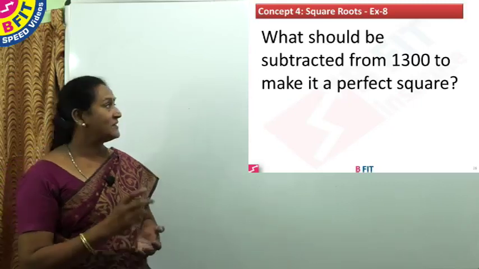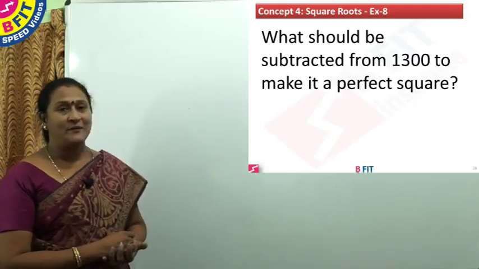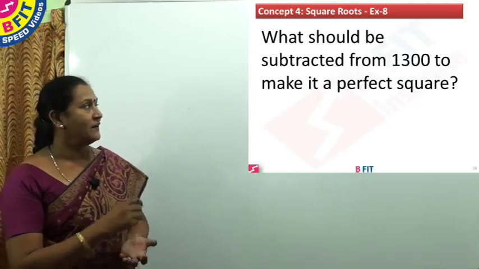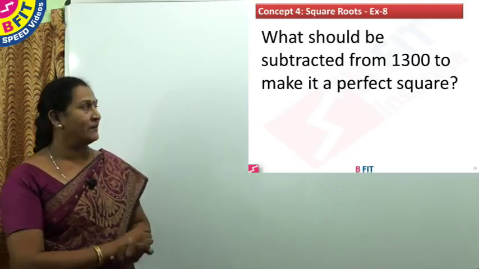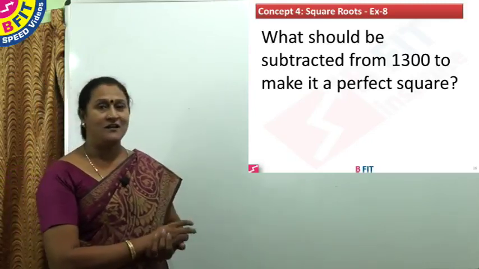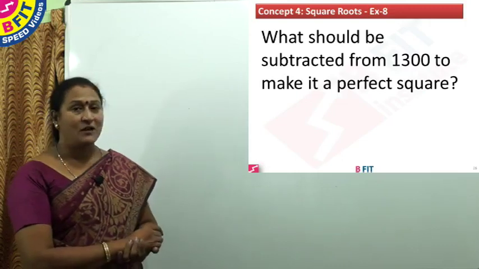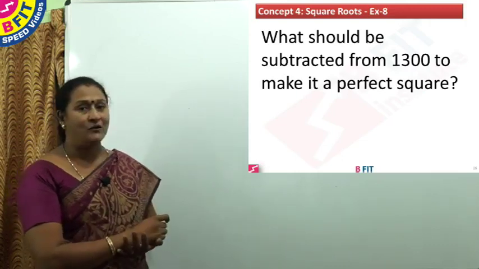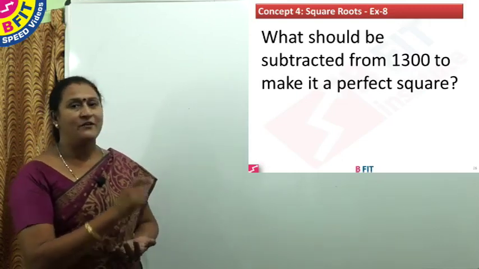So now we'll see the next example. What should be subtracted from 1300 to make it a perfect square? We know that 1300 is not a perfect square. So what is the number we have to subtract to make this number a perfect square?